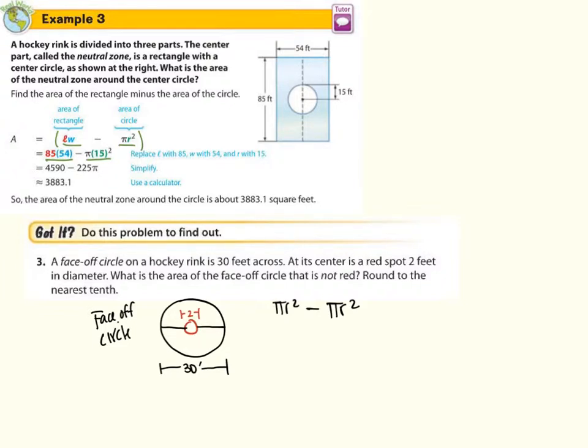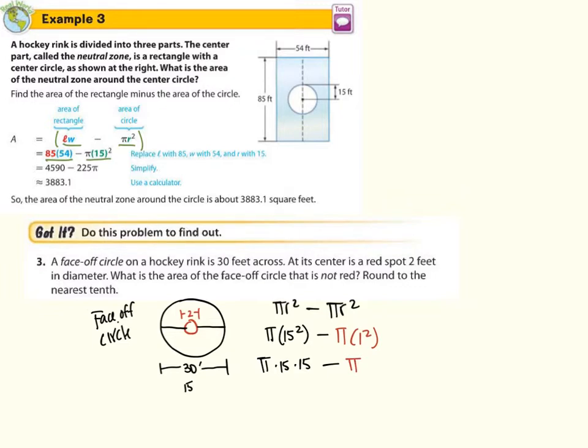So if we just put in half of 30 is 15. So we're going to put in pi 15 squared minus half of 2 is 1. So that's going to be pi 1 squared. Okay, now we can just solve our calculations into our calculator. So I would press this and then press enter and get that result. And then 1 squared times 1, that's just going to be pi.